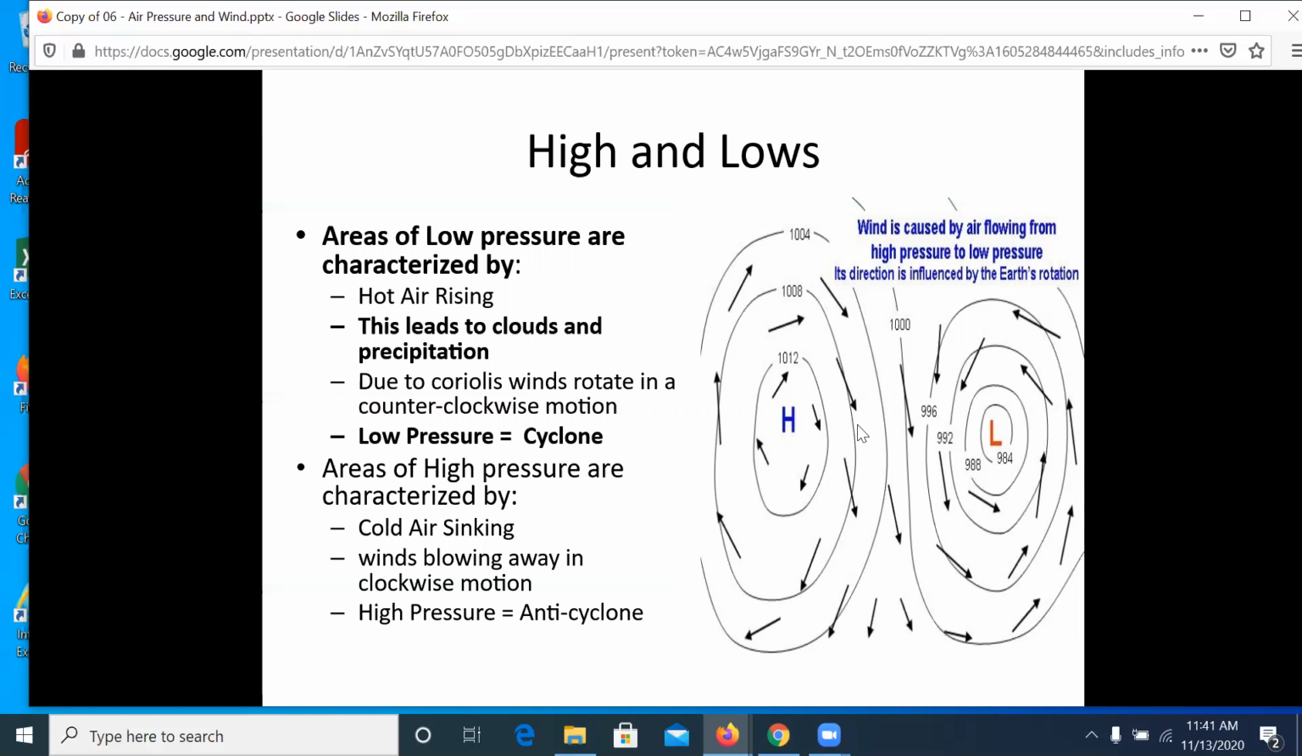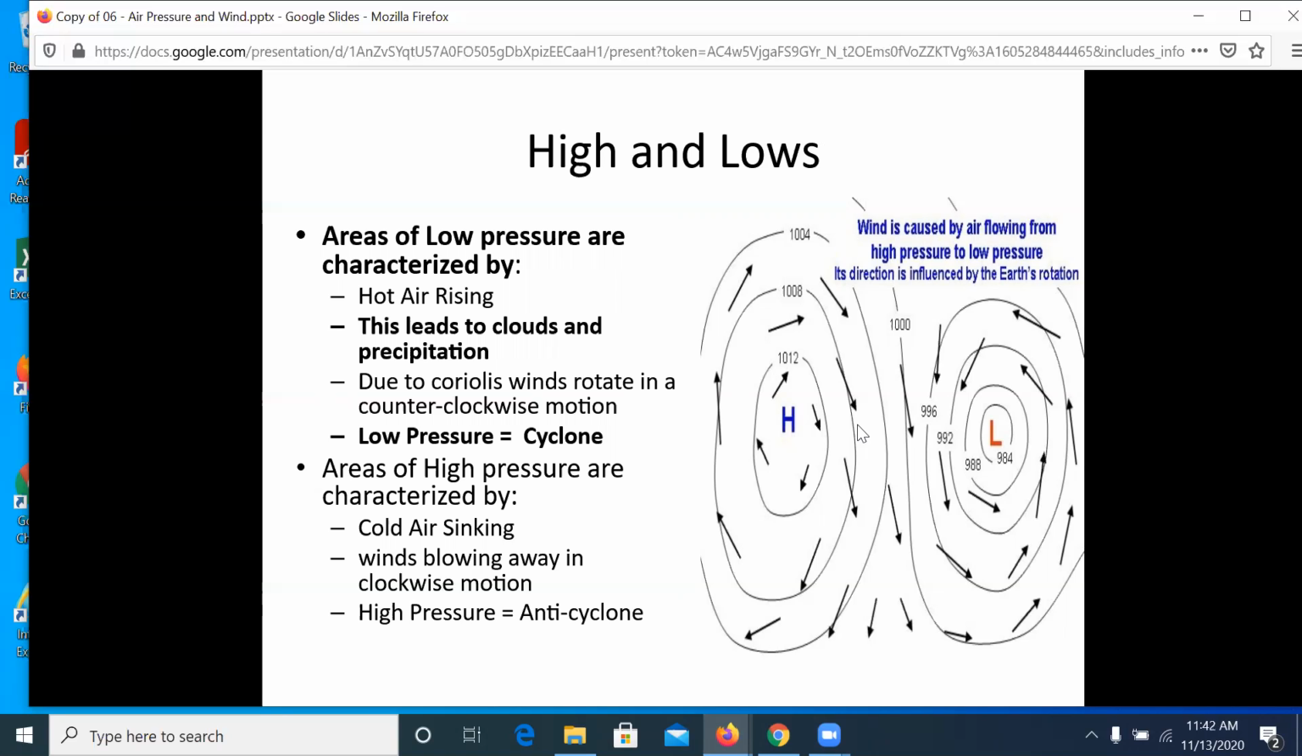Areas of high pressure are characterized by cold air sinking again, so the air cools down and it goes down. The wind blows away in a clockwise motion. This high pressure system is often called an anticyclone because it is not going up like a tornado or a cyclone would, it is going down and out, called an anticyclone.